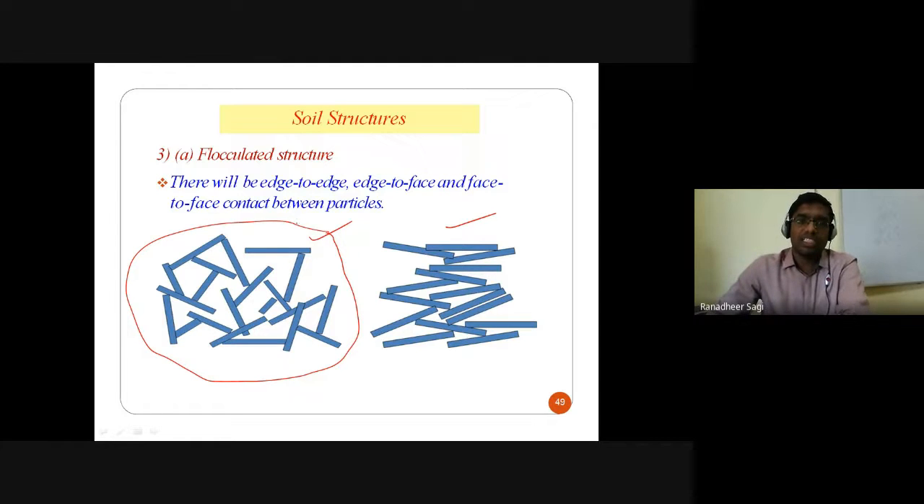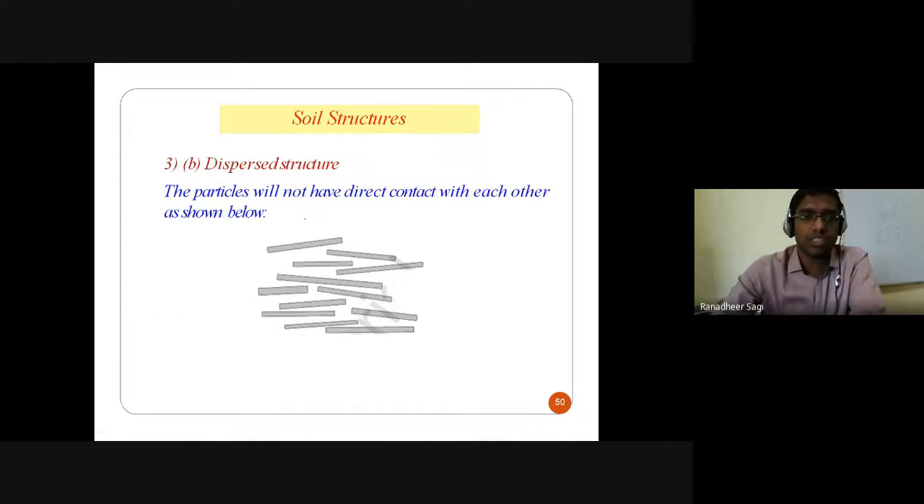Either this is called a flocculated structure, the other is also called a flocculated structure. But in the first case, the grains are loosely packed, whereas in the second case, the grains are tightly packed, relatively closer to each other. Apart from that, both the structures are what we call flocculated structures, where we see contact exists between one particle and the other particle, either edge to edge contact or edge to face contact or face to face contact developing between your soil grains existing in that suspension.